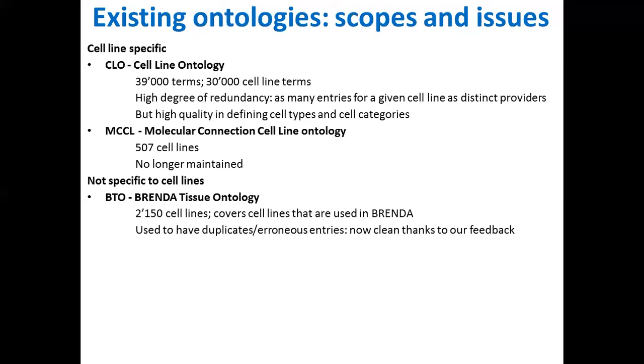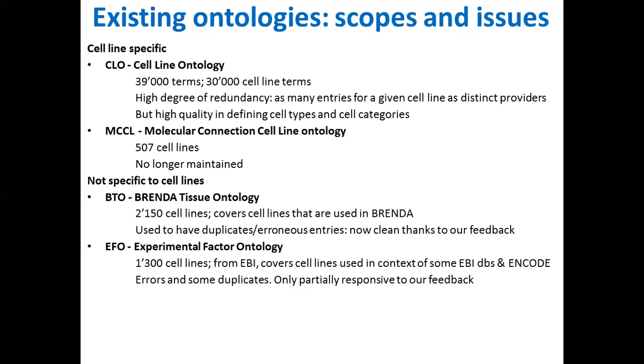So they will only put in BRENDA the cell lines that they need, in BTO, sorry, the cell lines that they need for BRENDA. Then EBI has developed EFO, the experimental factor ontology. Again, this is not a cell line ontology. This is basically which cell lines are used in context of some EBI database and of ENCODE. So there are 1,300 terms in EFO.